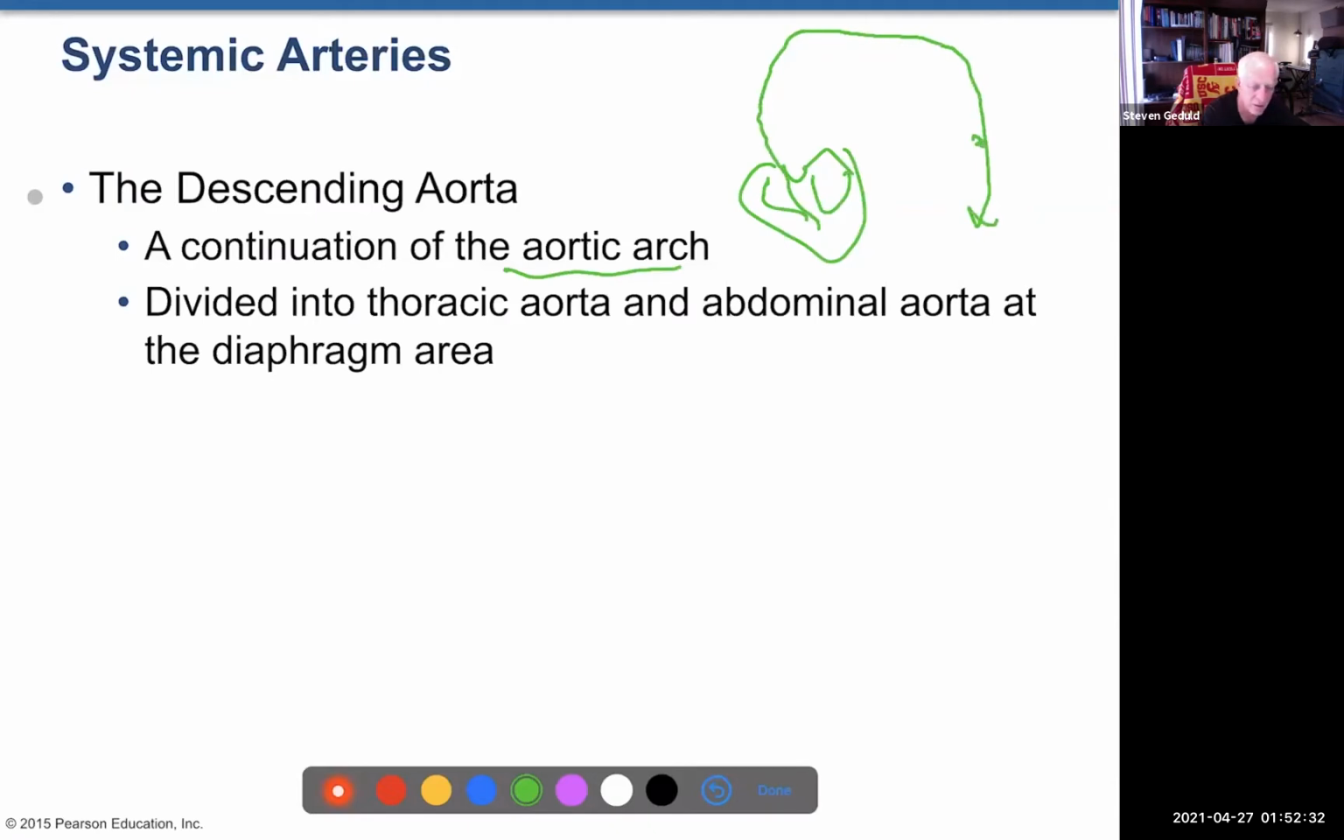That's where the descending aorta comes down. Okay, divided into thoracic aorta and the abdominal aorta. Remember, it's called the descending aorta above the diaphragm. Okay, it's called the abdominal aorta, the descending aorta below the diaphragm is called the abdominal aorta, just by where it's located, in the thorax or in the abdomen. Okay, it's still the descending aorta. You're just labeling by what position it's in, where it's at.